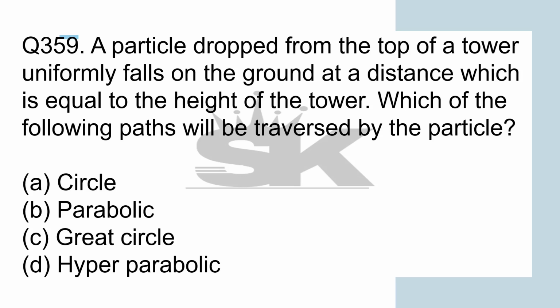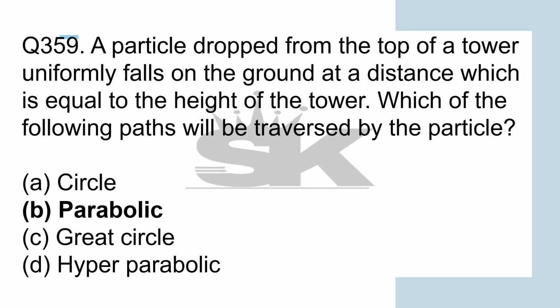A particle dropped from the top of a tower uniformly falls on the ground at a distance which is equal to the height of the tower. Which of the following paths will be traced by the particle? So here the answer is parabolic.